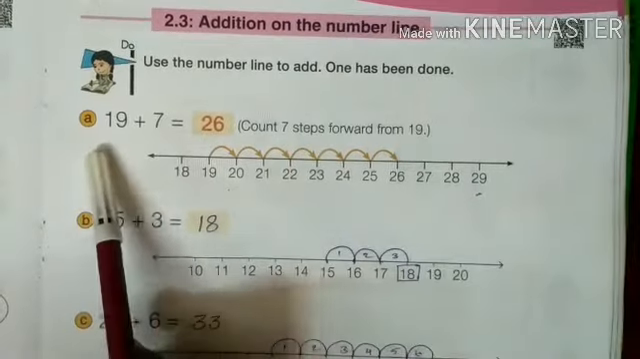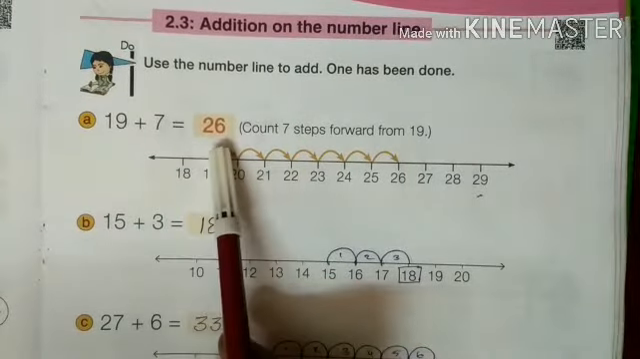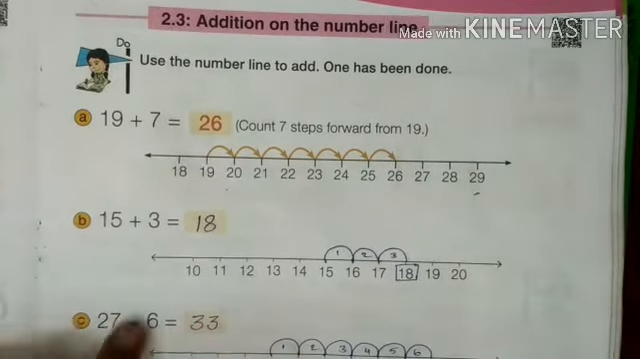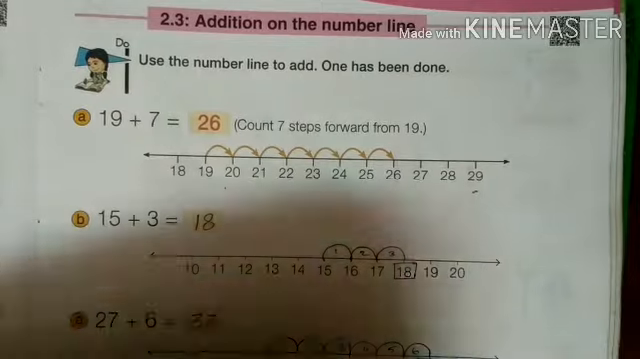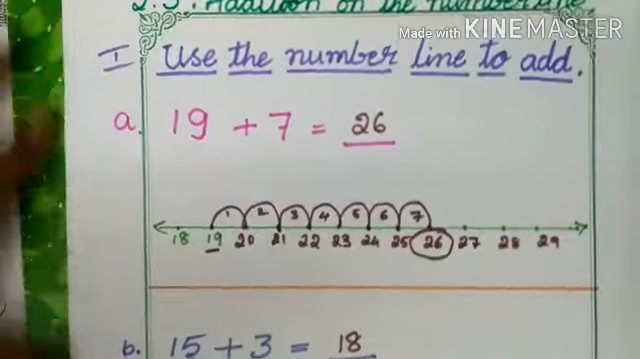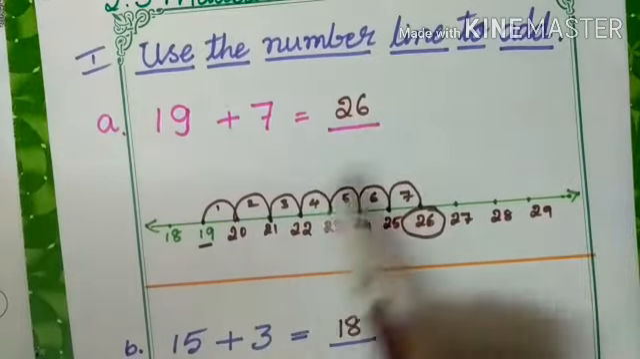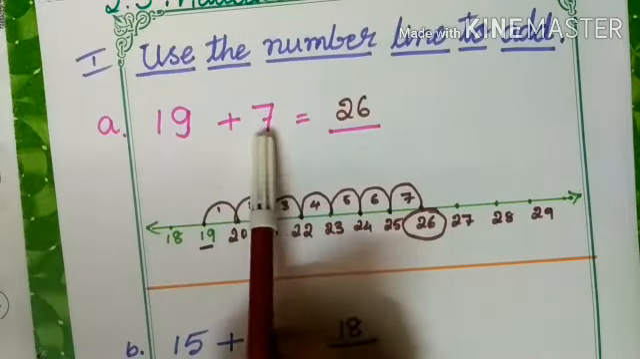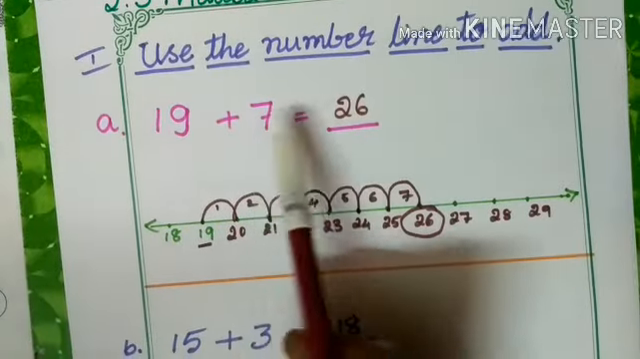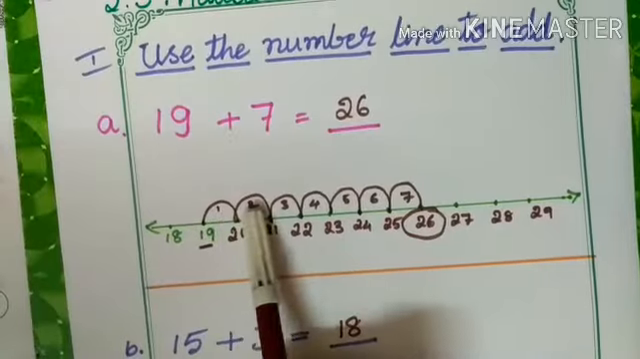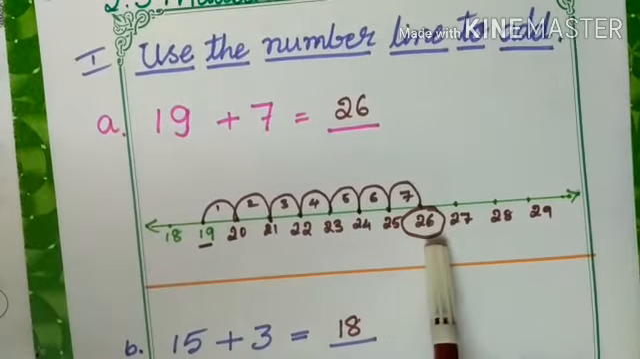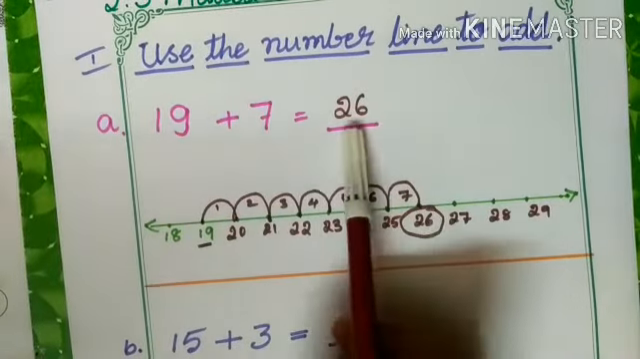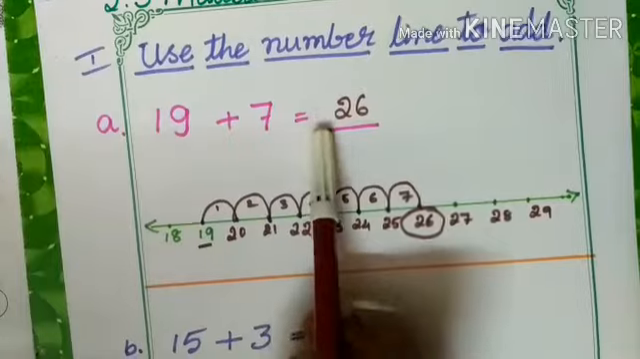One has been done: 19 plus 7 equals 26. Count 7 steps forward from 19. See, one example is given in your textbook. We will do this one here also. 19 plus 7 equals 26. Just mark 19. After that, how many steps should you take forward? Count forward 7 steps: 1, 2, 3, 4, 5, 6, 7. Where did we reach? We reached 26. Now the sum is 26.